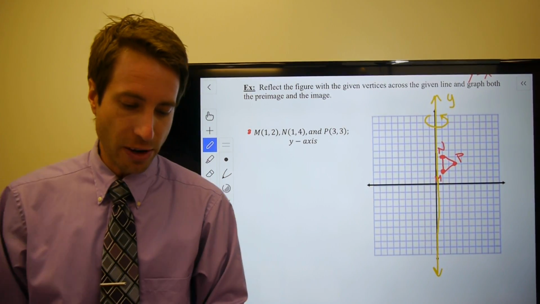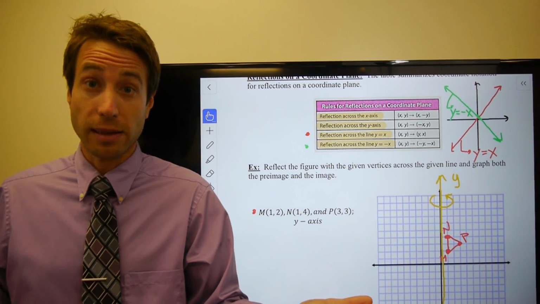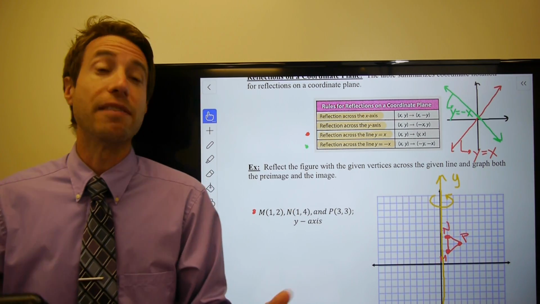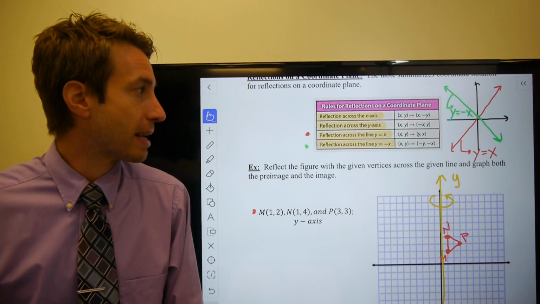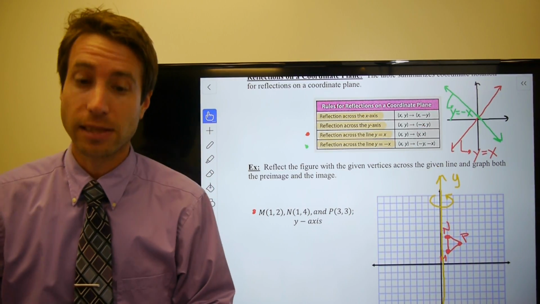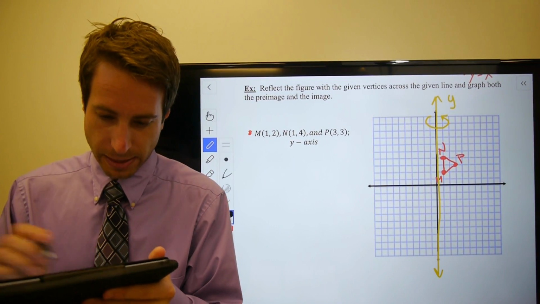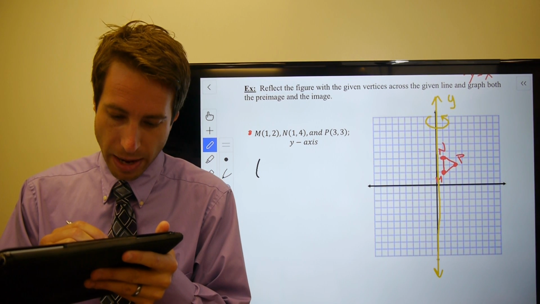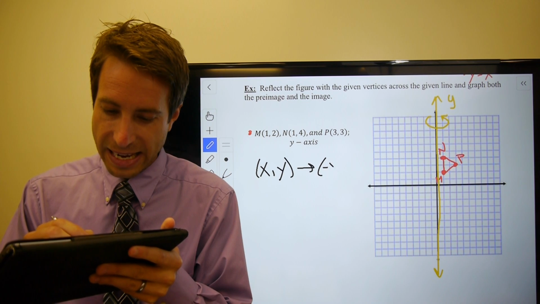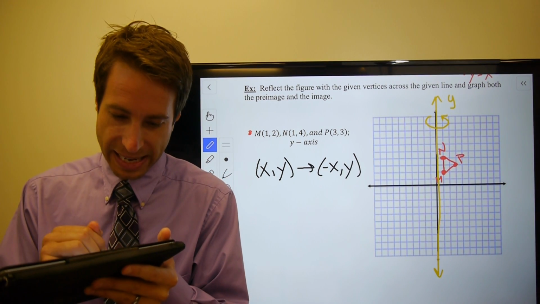Well, as we said up here in the chart, this is one of our common lines of reflection. Common so much so that we give you, in general, the way that we make that transformation: reflection across the y-axis, you'll just make the x value negative. So my transformation is going to look like this. (x, y) will be transformed to (negative x, y). So let's go ahead and do that in green.